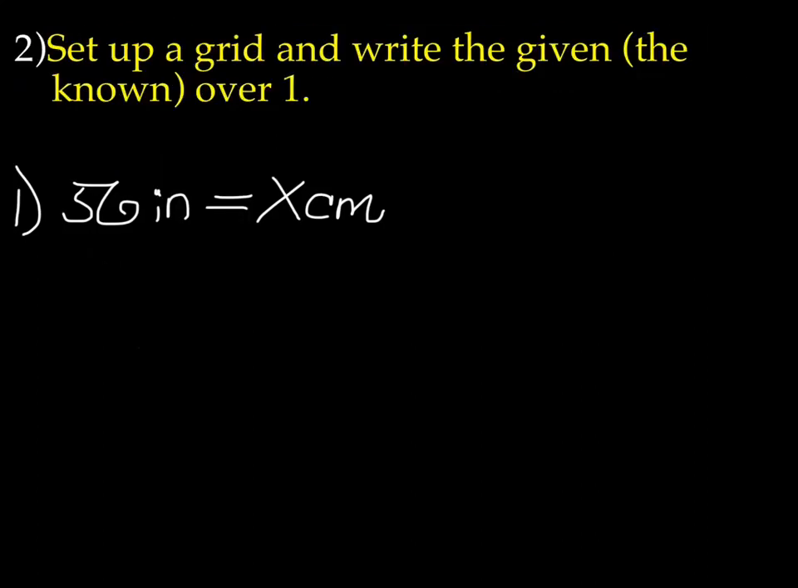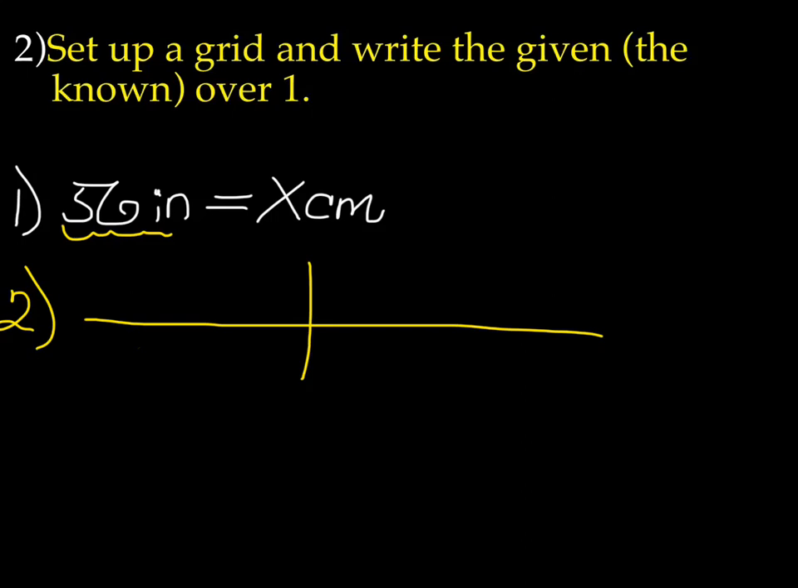Okay, step 2, we're going to set up a grid and write the given or the known over 1. All right, so a grid, I call it a grid. Some people call it a T-chart. It doesn't really matter to me. I don't usually use the terminology T-chart because later in the year our grid doesn't look like a T-chart. All right, so we've written our grid, and now we need to take our known, which is 56 inches, and we're going to put that over 1. Okay, so far so good?